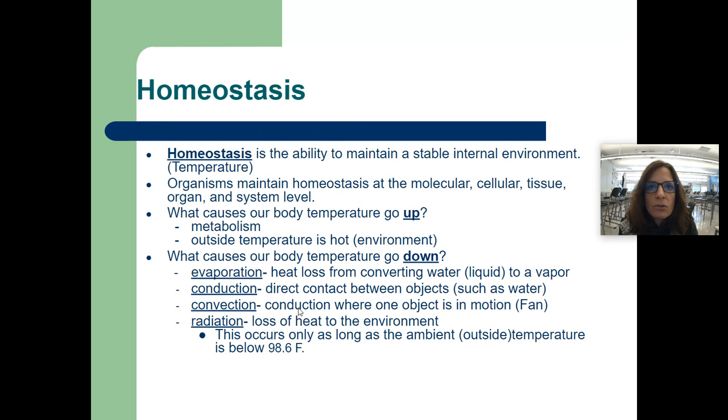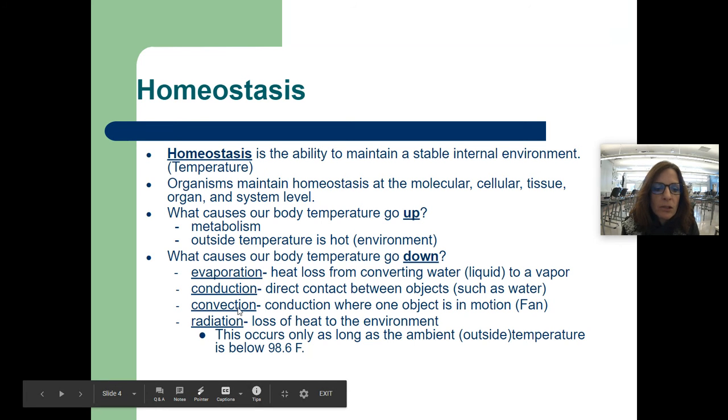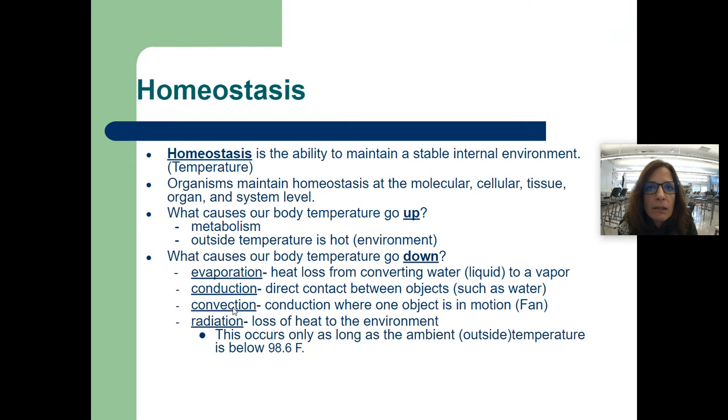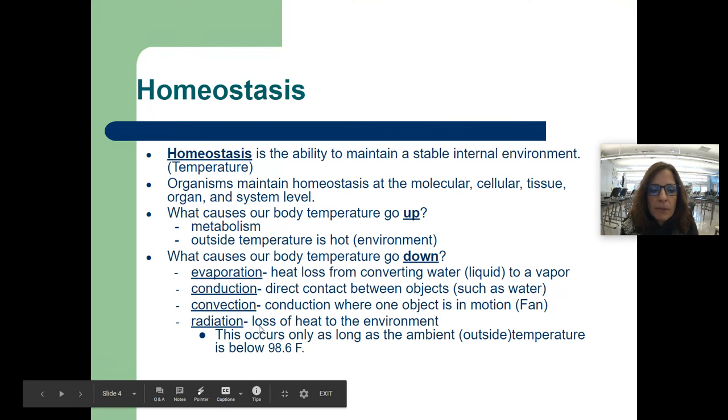Convection has to do with conduction, where one object is in motion. So, for example, air, like a fan. So, convection would cool you off, as the air that is lower temperature than you are would go by you, and it would take heat from your body and go into the wind. That's why, if you're on a windy day, it feels cooler. You also might know that your oven might have a convection, and that just means the air is moving. Radiation means you're just losing heat to the environment.